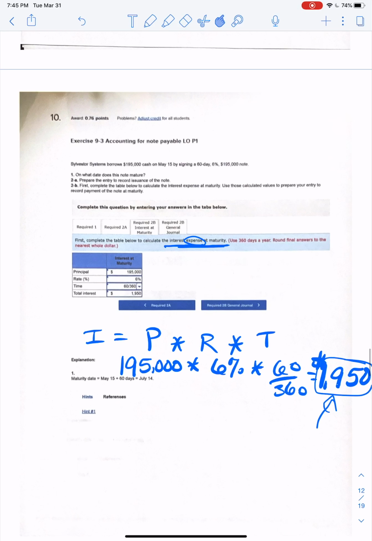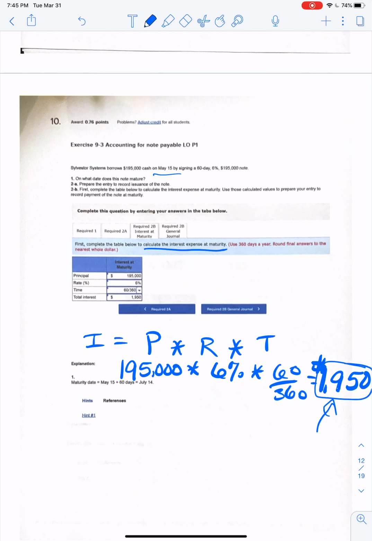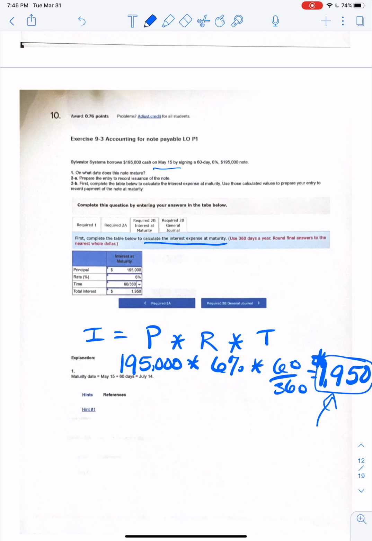Now for part number 3, what they want us to do is calculate the interest expense at maturity. And you'll notice earlier when we did a calculation like this, we actually broke it into multiple pieces. But here, this occurred on May 15th. We're paying it off in July. There's no year end in the middle. There's no real reporting deadlines in the middle. So we're just going to record all this interest expense all at once.